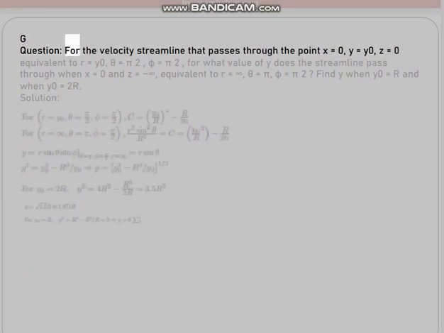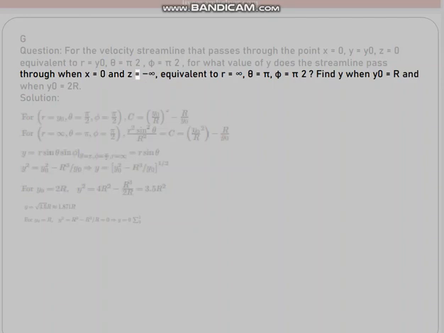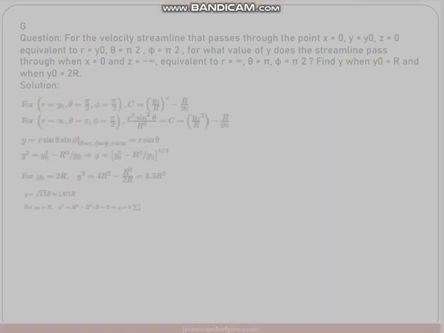G question: for the velocity streamline that passes through the point x equals 0, y equals y0, z equals 0, equivalent to r equals y0, theta equals pi/2, phi equals pi/2. For what value of y does the streamline pass through when x equals 0 and z equals minus infinity, equivalent to r equals infinity, theta equals pi, phi equals pi/2? Find y when y0 equals R and when y0 equals 2R. Solution.